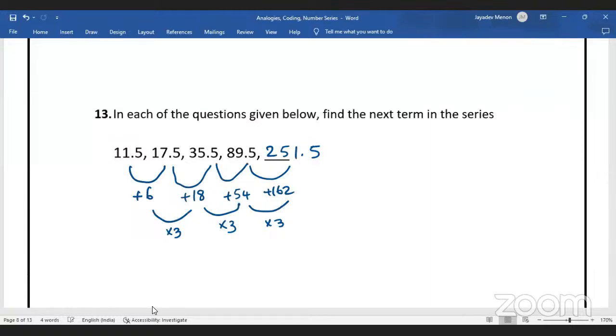First we are adding 6, then 18, then 54. So 6 into 3 is 18, 18 into 3 is 54. So the next term which will be added will be 54 into 3, that is 162. So 89.5 plus 162 gives 251.5. Next question.